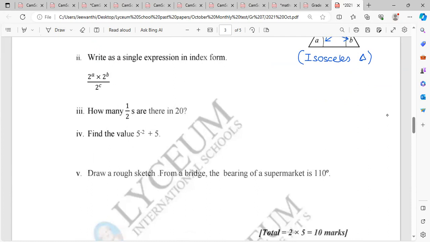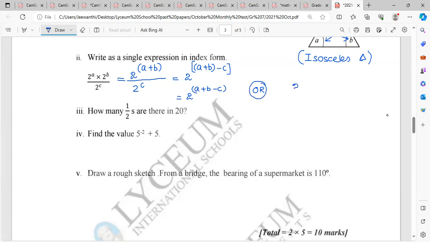Then you want to write the answer as a single expression in index form. Now you can see that you can do it in 2 ways. I will explain both methods. The first method you can do it like this. First you write 2 to the power A plus B, then you write 2 to the power C here. Right? Then, as this is a division, you have 2 to the power A plus B, from that you deduct C. So ultimately you can write the answer as 2 to the power A plus B minus C. That is one method. Or else straight away you can do this.